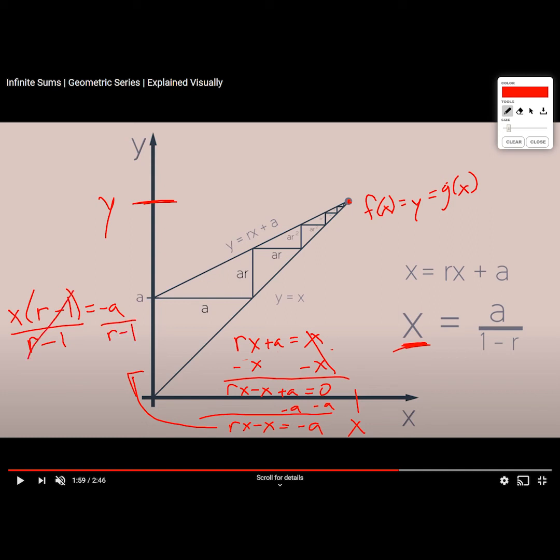And notice this equation almost looks like this one here. What I can do is factor a negative out on top and factor a negative out on bottom. And when I do that, I get negative r plus 1. And my negatives, because I've got one upstairs and one downstairs, are going to cancel. And I get a over, and I'm going to rearrange this to 1 minus r.